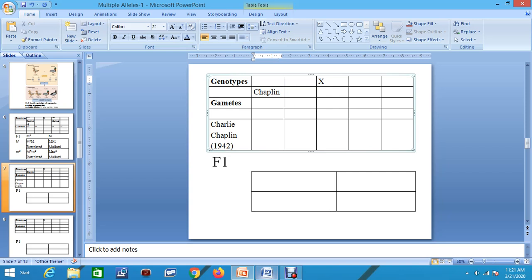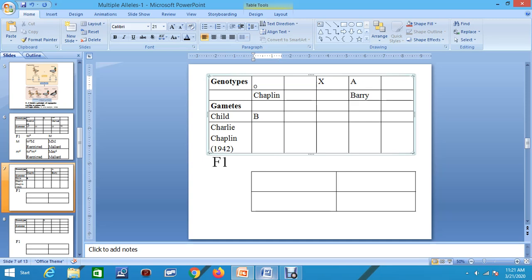So Chaplin had blood group O, while his partner, her name was Barry, had blood group A, while the child had blood group B. So what will be the possible combinations here if we take it as an example?